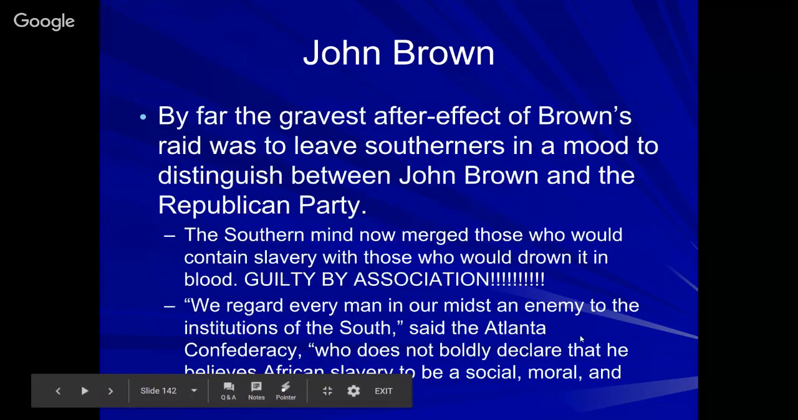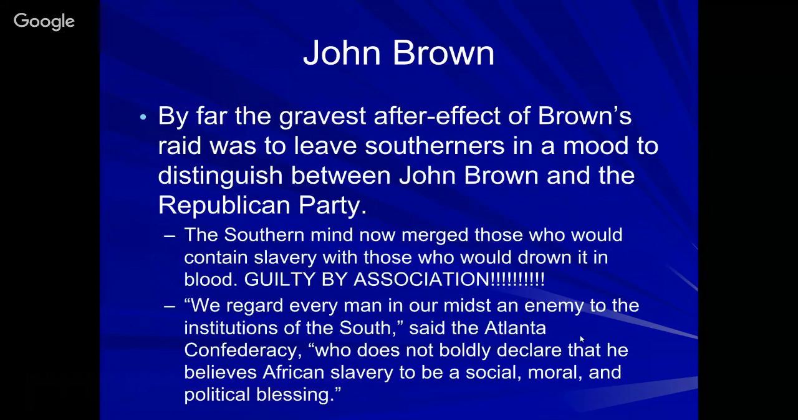But by far the greatest aftereffect of Brown's raid was that the South was in no mood to distinguish between John Brown and the Republicans. The Southern mind now merged those who contained slavery with those who would drown it in blood. Southerners took Republicans to be a party of John Brown lovers. As the Atlantic Confederacy said, quote, "We regard every man in our midst an enemy to the institutions of the South who does not boldly declare that he believes African slavery to be a social, moral, and political blessing." So they begin to associate John Brown with the Republican Party. The party of Abraham Lincoln is going to be tainted in some way by John Brown.